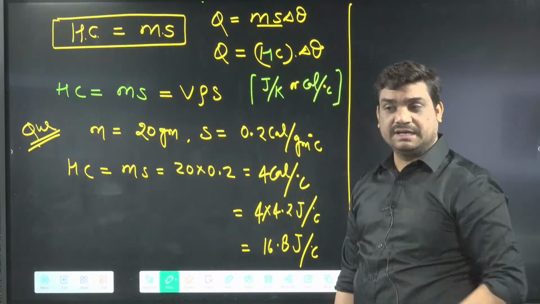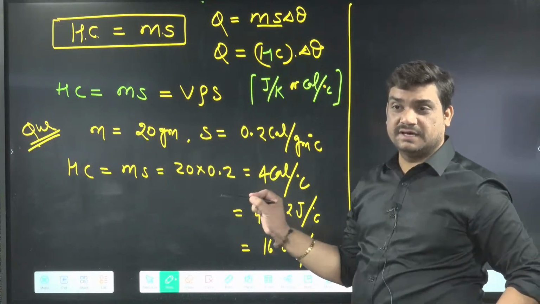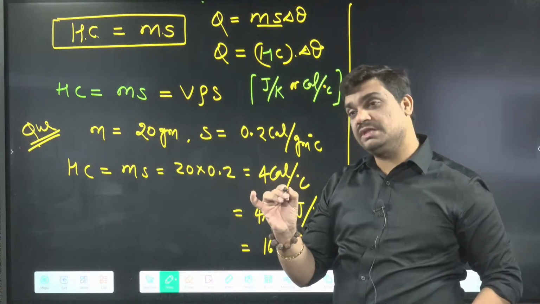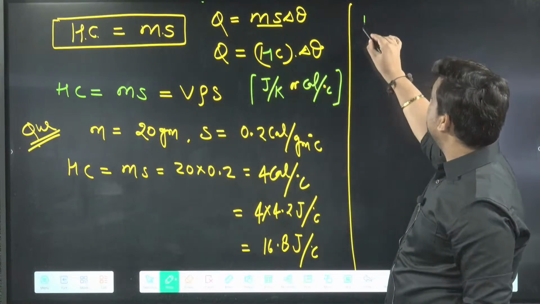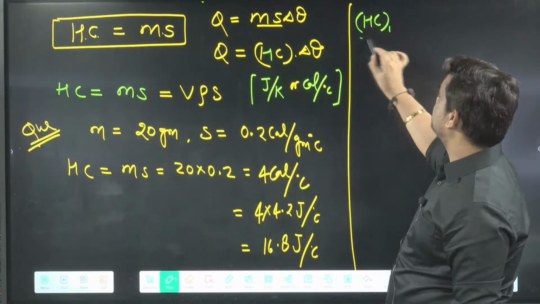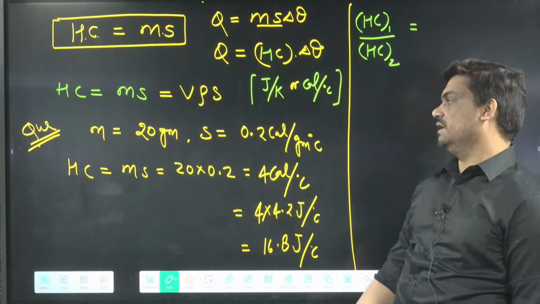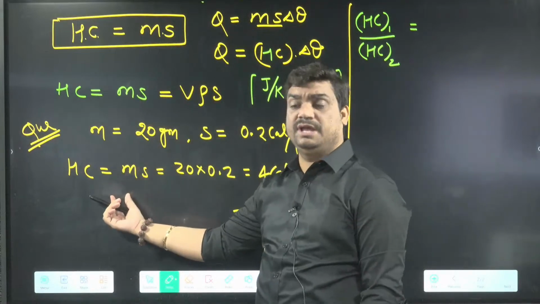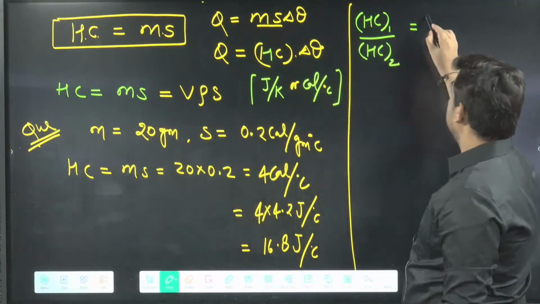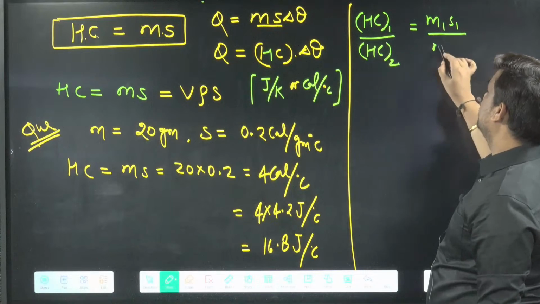Okay. Now we have next thing in this one. They are asking in this. Sometimes they will ask question on the ratio. Okay, so they can say ratio of the heat capacity HC1 by HC2. So you can say HC1 by HC2 if they are asking. Then we can say, sir, this will be the same M1S1 by M2S2. So we can say it becomes M1S1 by M2S2.